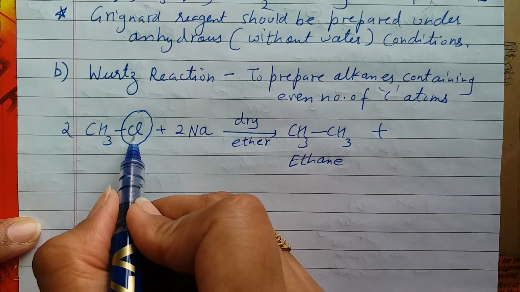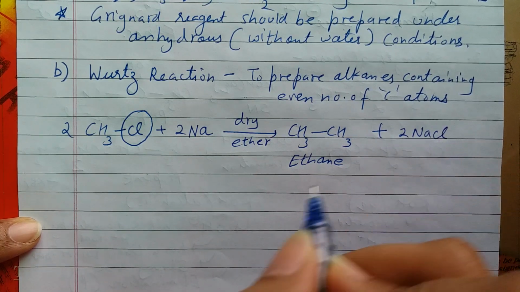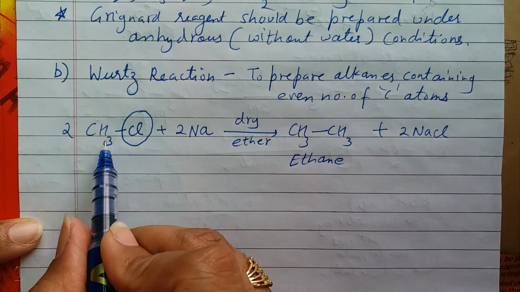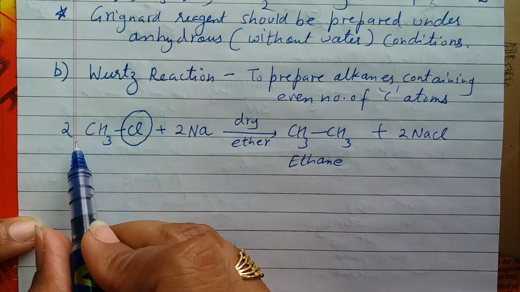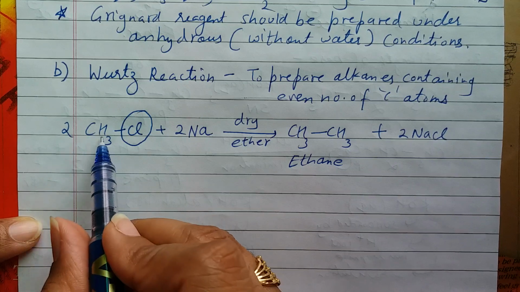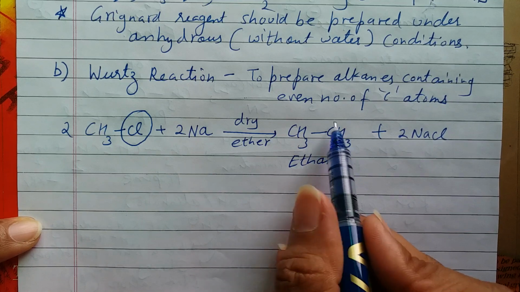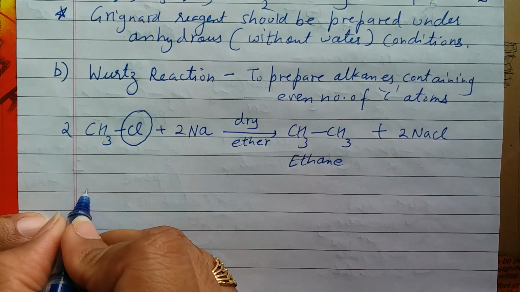Plus the 2 chloride ions and the 2 sodium atoms, they form NaCl as the byproduct, right? The chloromethane alkyl halide contains only 1 carbon atom, but then we took 2 moles of it. Therefore the alkane which is formed contains 2 carbon atoms, and so you can see here that we have got double the number of carbon atoms. Let's take one more example.